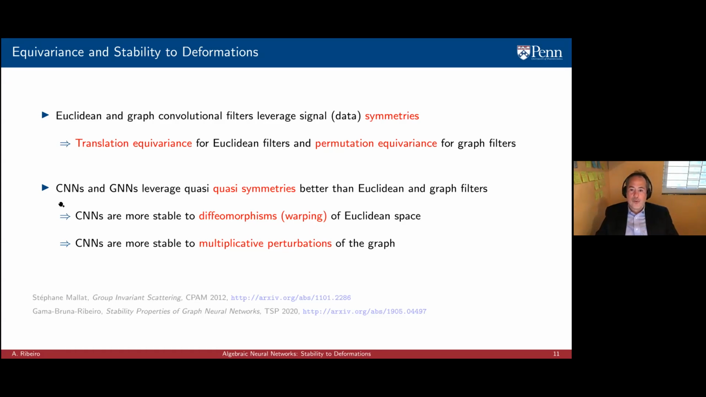And if you want to read about that, these are the two references, which are respectively for the case of CNNs and GNNs. What has been proven with great success is that convolutional neural networks are more stable to diffeomorphisms, that is, warpings of Euclidean space, and that GNNs, sorry, there's a typo here, are more stable to multiplicative perturbations of the graph. Those extra stability properties imply that CNNs and GNNs better exploit quasi-symmetries, and that's the reason why they are preferable to linear filters, even though they are very similar.